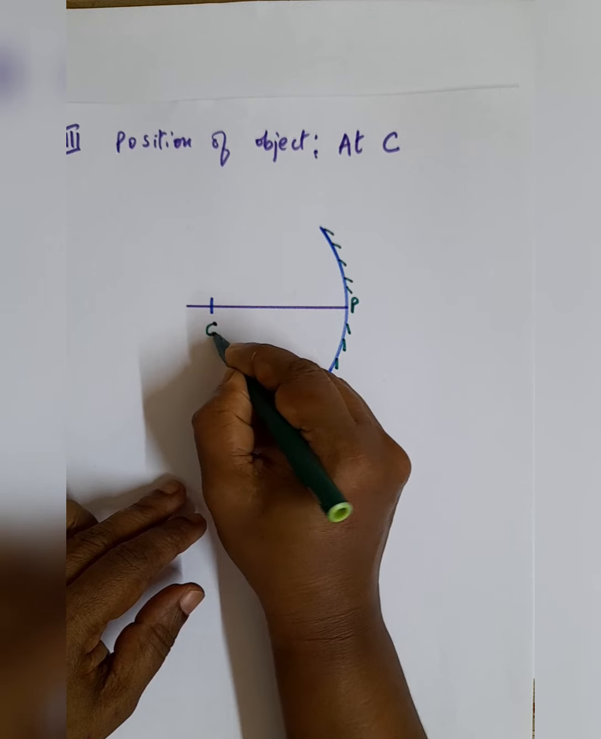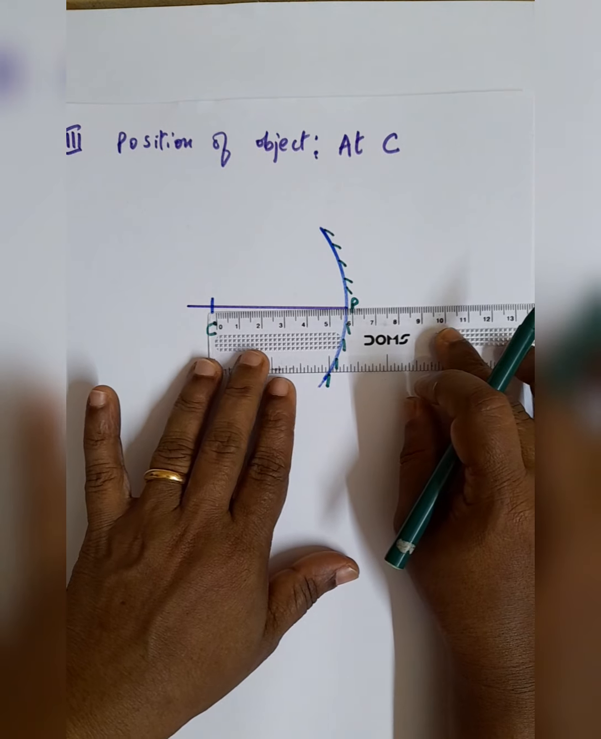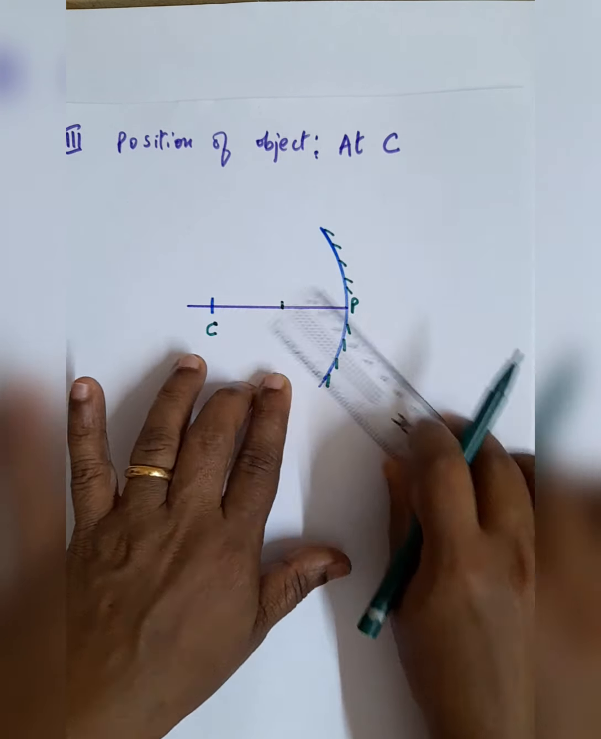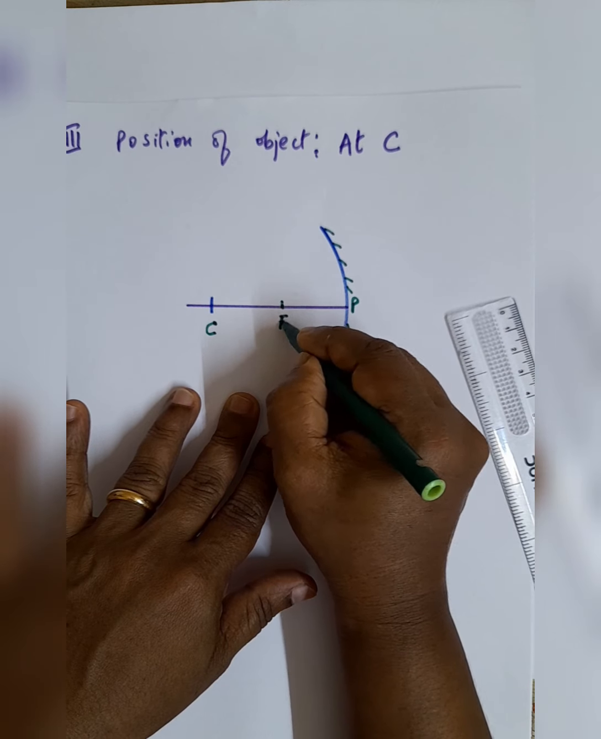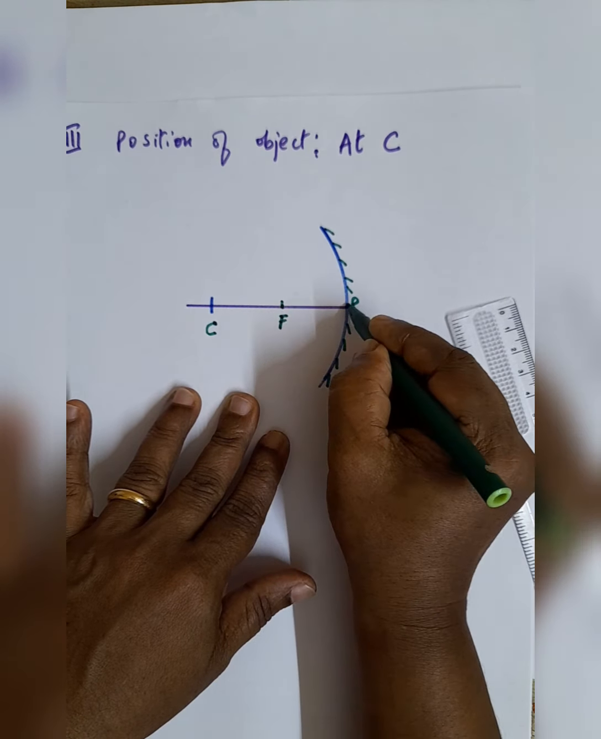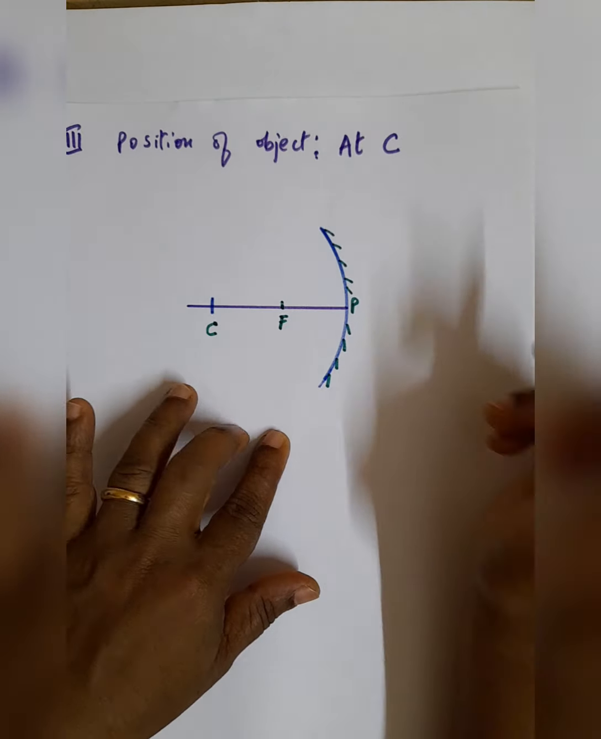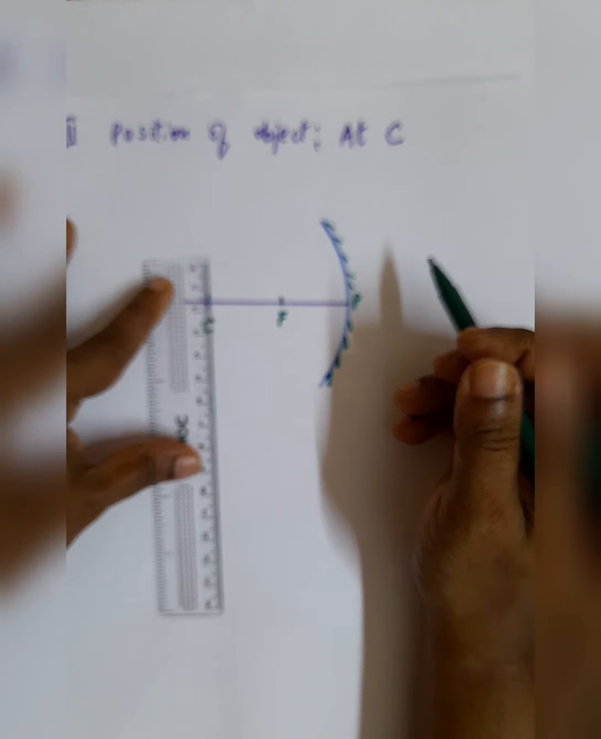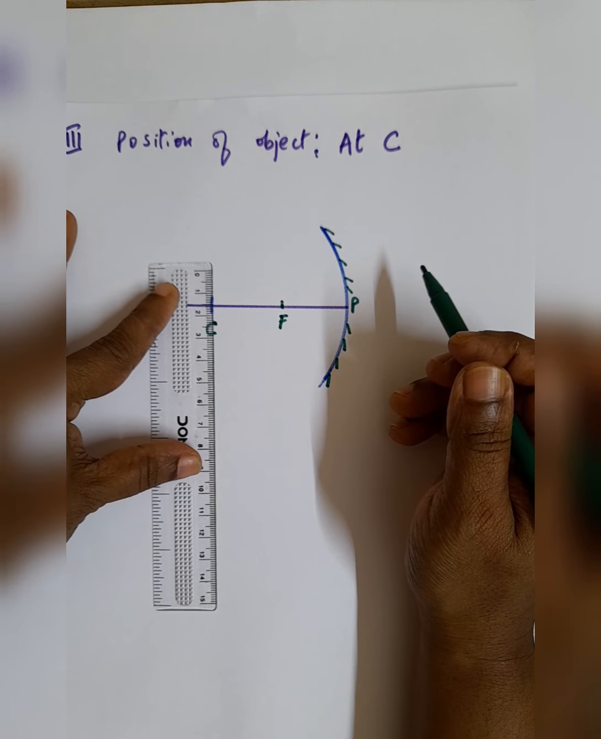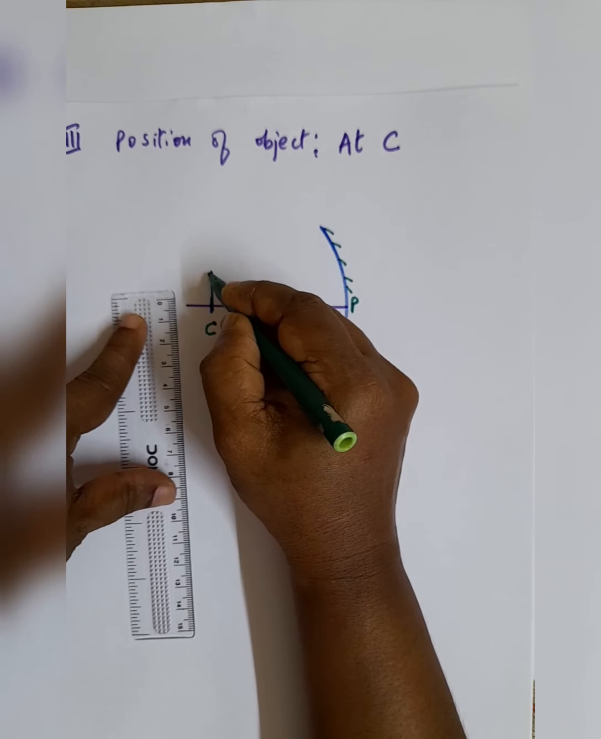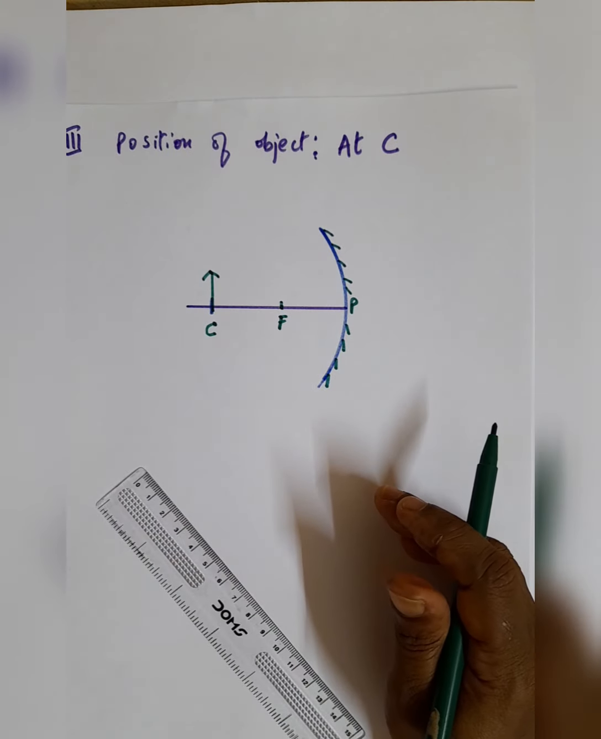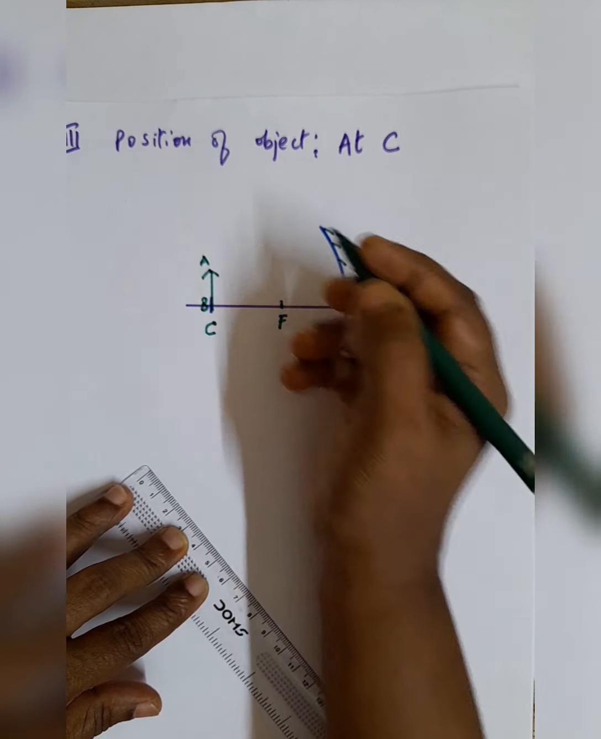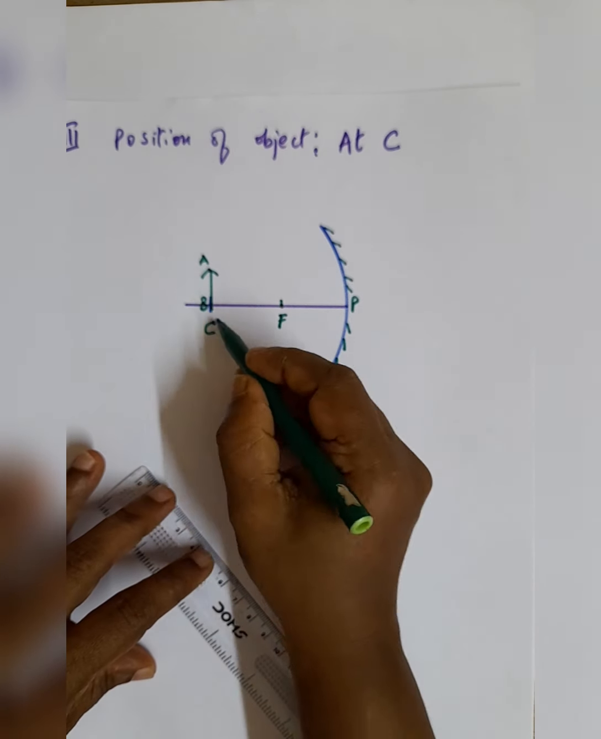This is my C. Half of CP, that is the radius, half of that is the focus. So I take, so this is 3 centimeters CF and this is also 3 centimeters. Okay. So the position of the object is at C. So I draw the object at C. After drawing the object, we write it as A and B. The object is AB. Okay, the C is the center of curvature C.